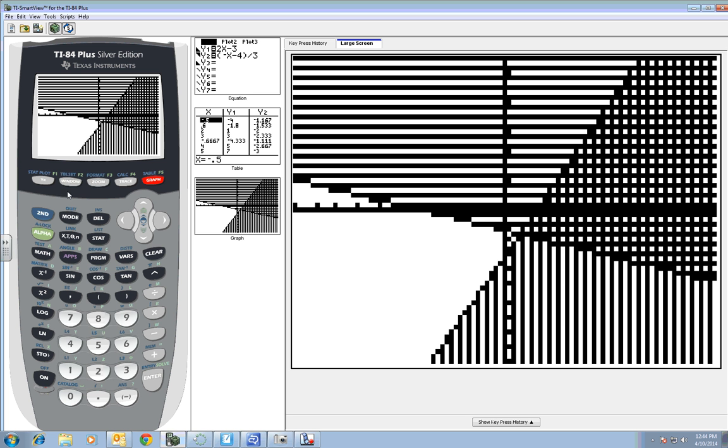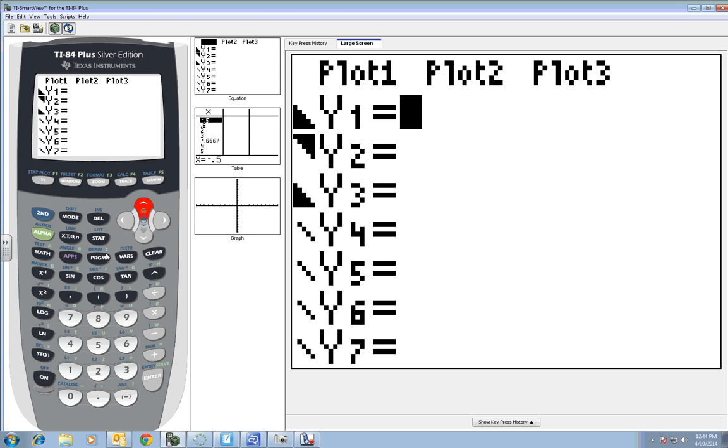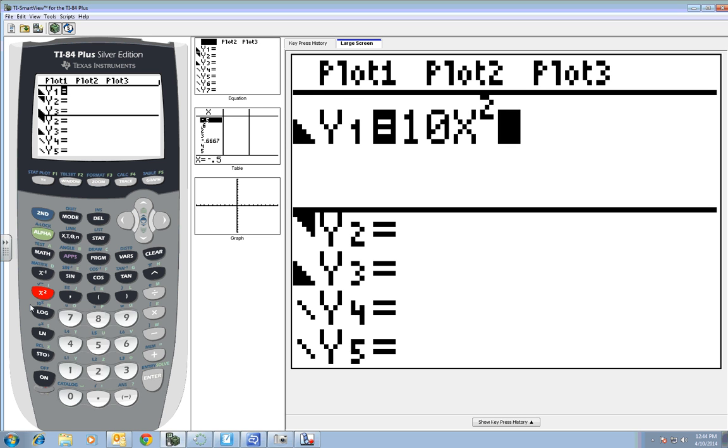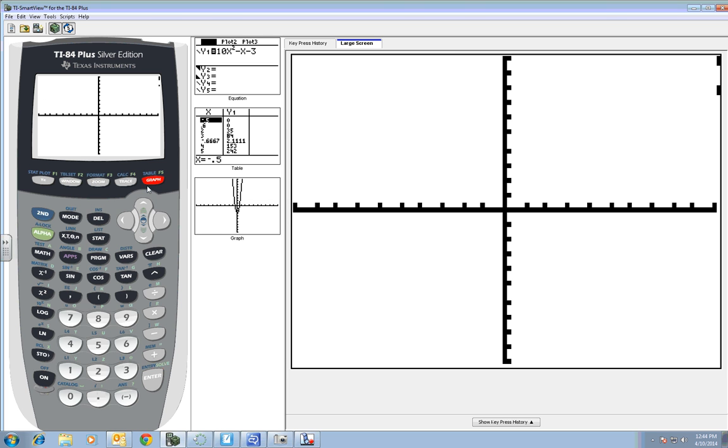So in my y equals, I need to put in 10x squared minus x minus 3. And I need to get rid of this little inequality over here. So I need to press enter, enter, enter, so I get back to my little line. All right, so I'm going to graph this. Now here's why it's kind of hard to tell where it crosses. That's kind of hard to match up to the numbers that they have.